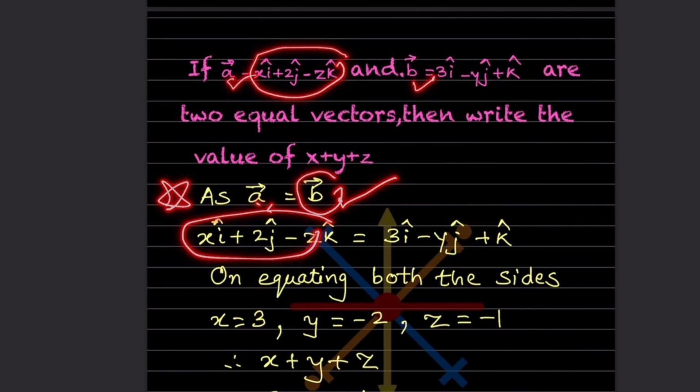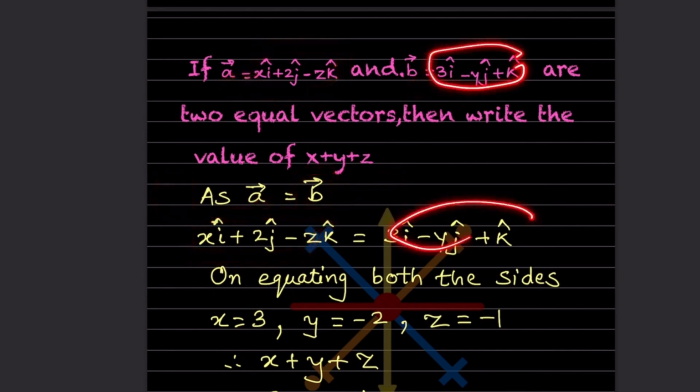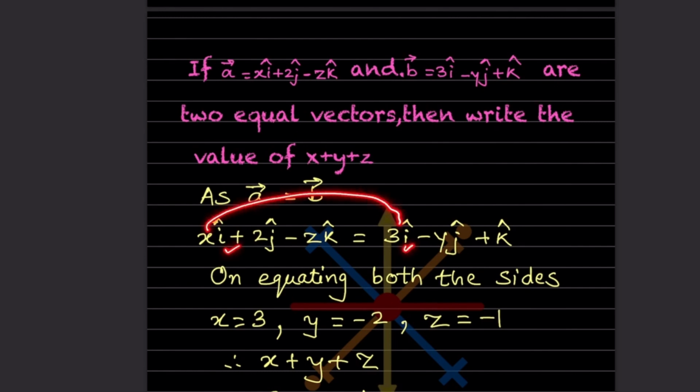And in place of b, you are going to write this one. So now what will you do when you equate both the sides? So what will you get here? Because they said that it is equal. That means now look at the coefficients over here. So this is equal to this. So x is equal to 3.